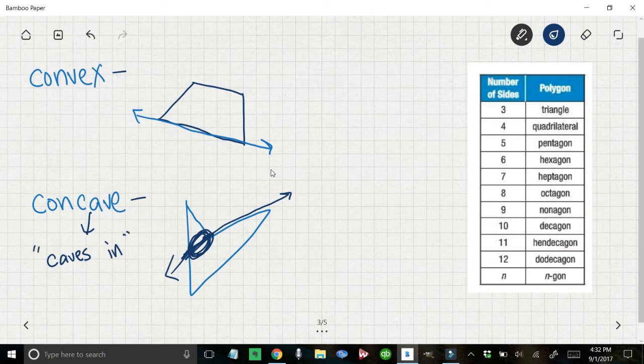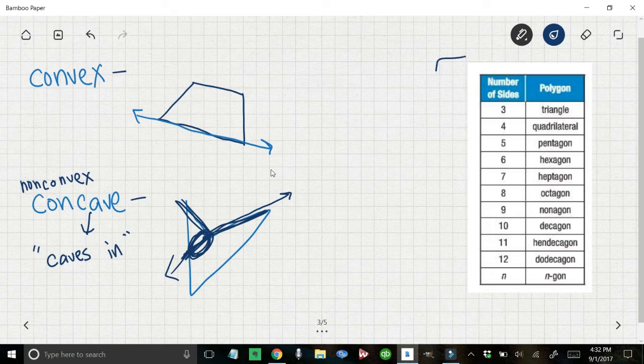Or it dents in, like it dents in here. It kind of goes back into itself. That's the way I always think of concave. If you would like a more formal definition, you can just copy that out of your book. But I think if you think concave, it caves in. Convex, it doesn't. Sometimes they'll call concave non-convex, but I'll let you use the word concave. I like the word concave because it reminds me that it caves in.